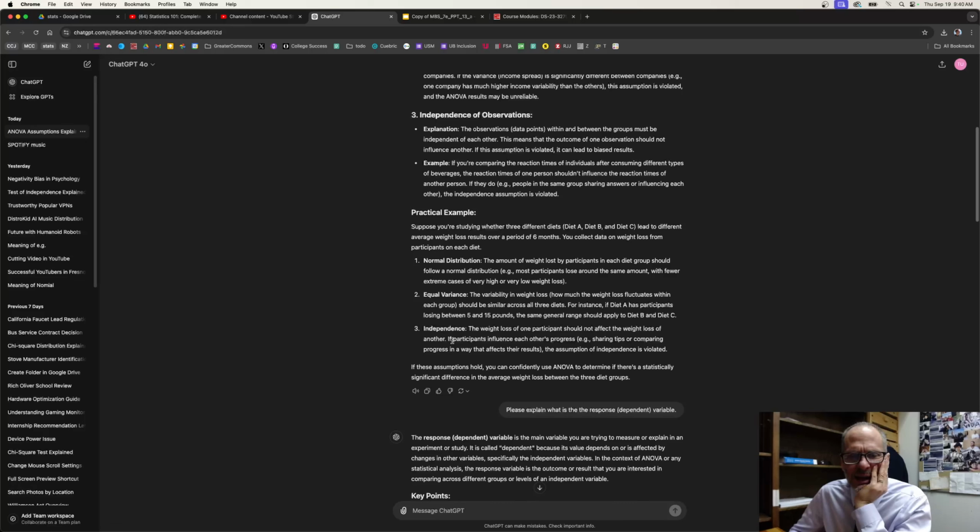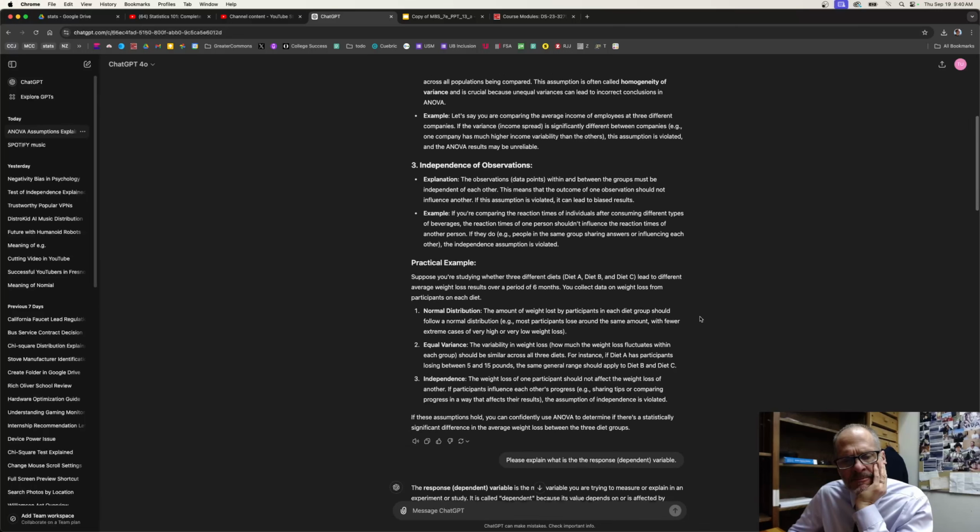Independence, we could do that. And equal variance, I guess we could look at the data and see how much it is varying. You could look at the range of the data, and I don't know if there are any rules of thumb. I'm just going down a rabbit hole here. But, thinking about it, the variability in weight loss, how much the weight loss fluctuates within each group, should be similar across all three diets. For instance, if Diet A has participants losing between 5 and 15 pounds, the same general range should apply to B and C.